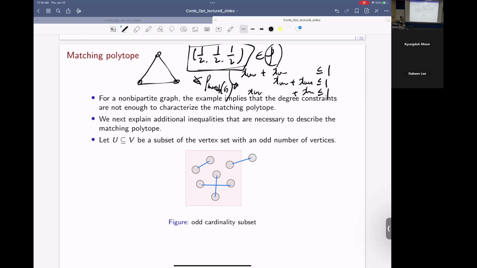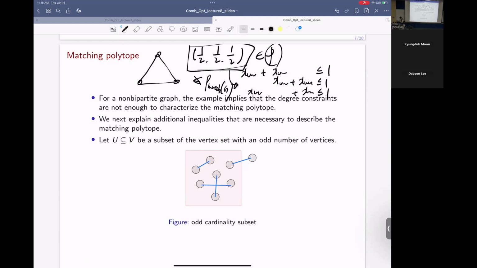Just because 1/2, 1/2, 1/2 has a greater value than the maximum size of a matching. So what it means is that for a non-bipartite graph, the degree constraints are not enough to describe the convex hull, the matching polytope. So we need to write down some inequalities to forbid this point from my matching polytope.